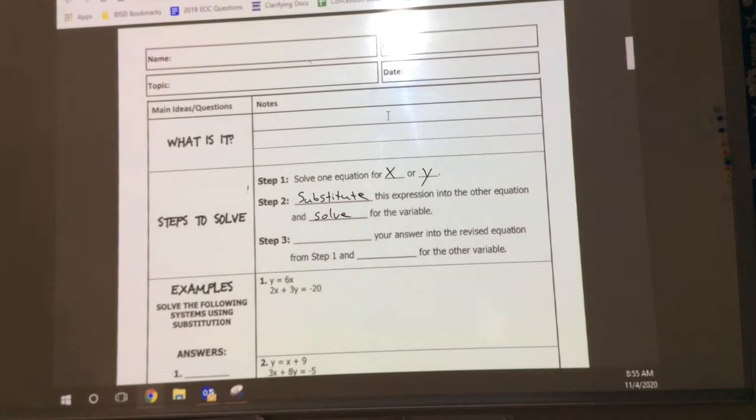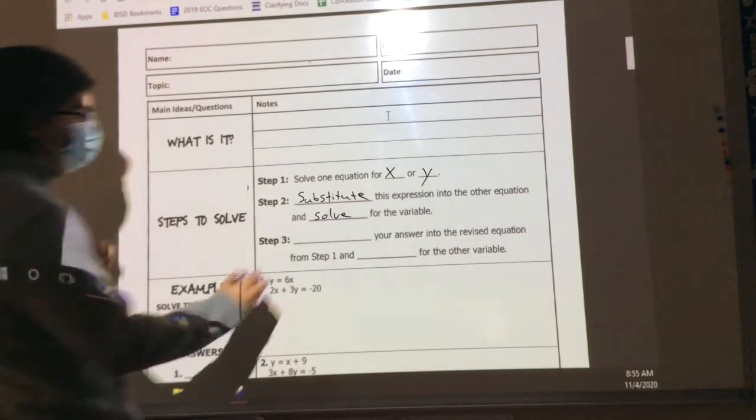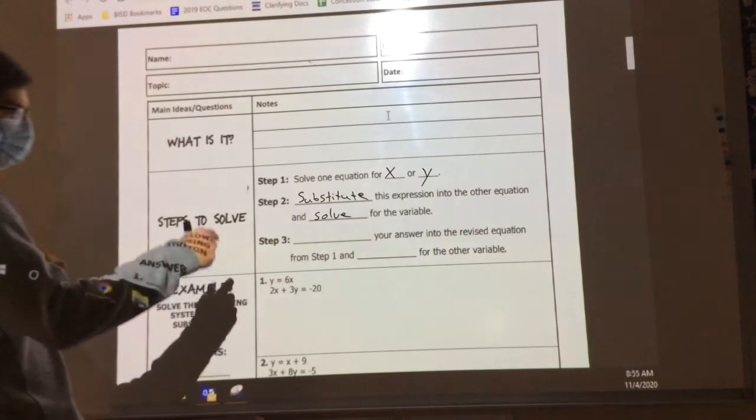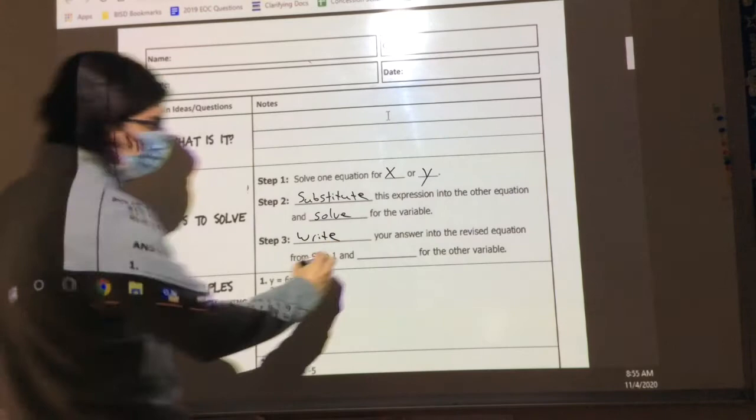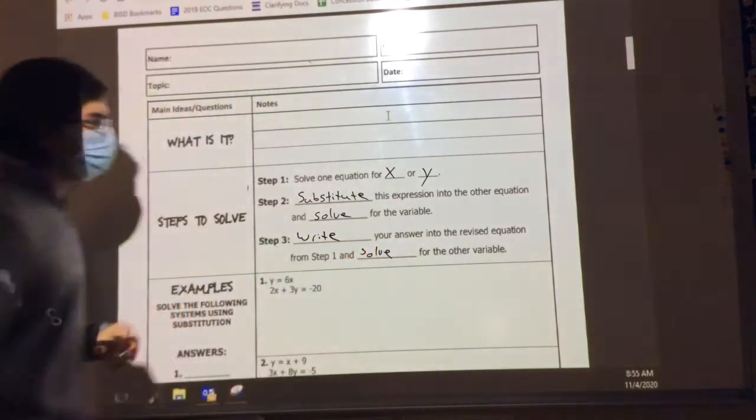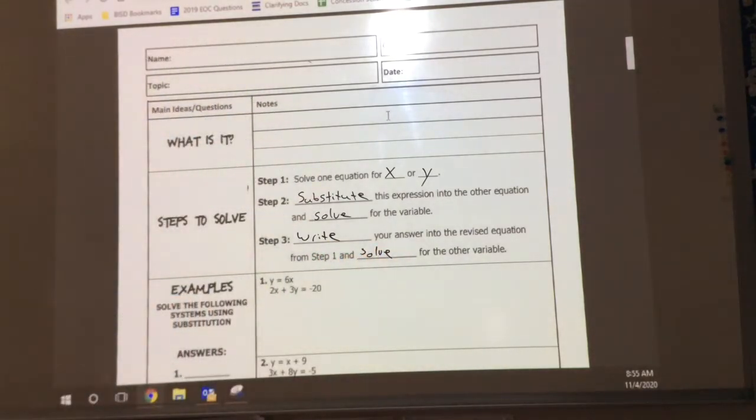Okay? Step 3, we're going to solve your answer, write your answer into the revised equation from step 1 and solve for the other variable. So let me read that out loud to you one more time and then we will get started. It says solve one equation for x or y. It does not matter which one you choose. Step 2, substitute this expression into the other equation and solve for the variable. Step 3, write your answer into the revised equation from step 1 and solve for the other variable.